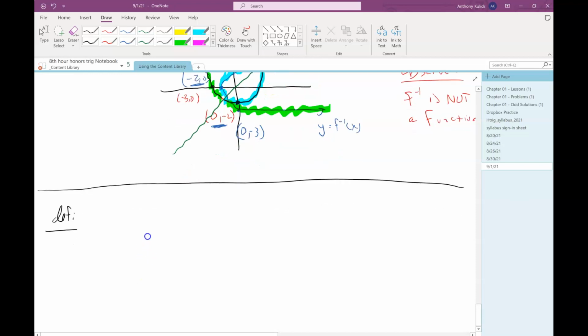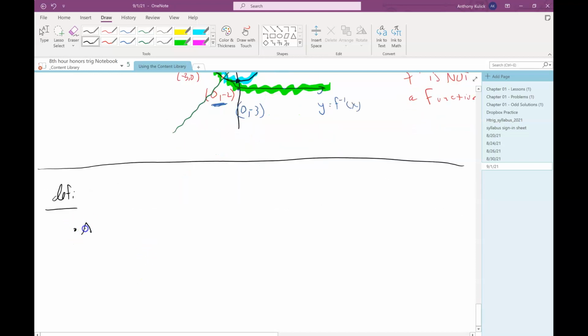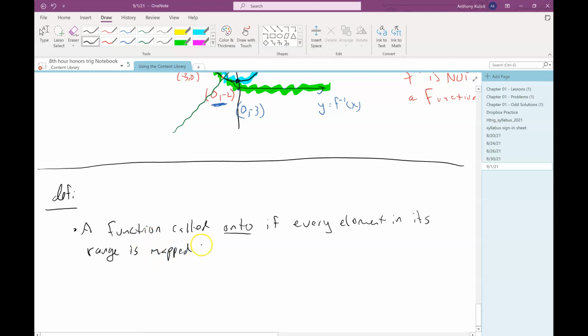The first term is called onto. We say that a function is called onto if every element in its range is mapped to by some element in the domain.